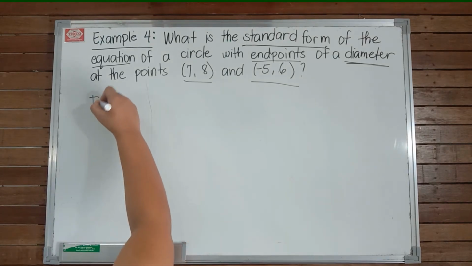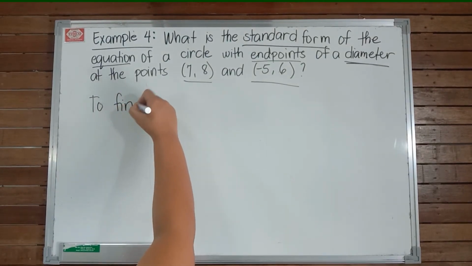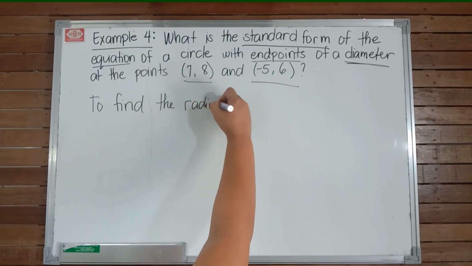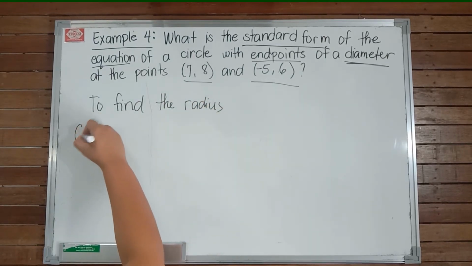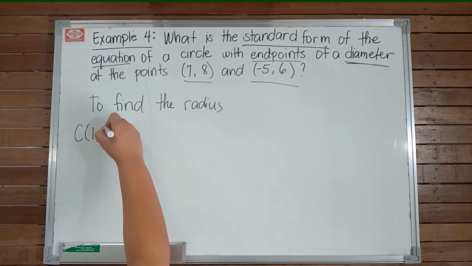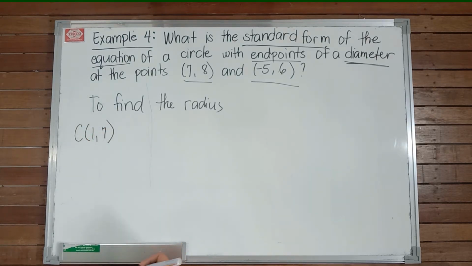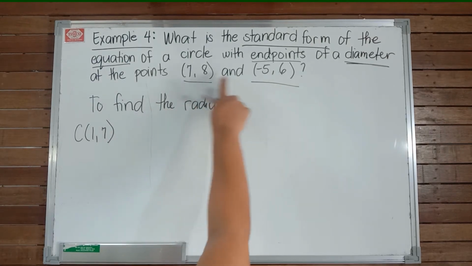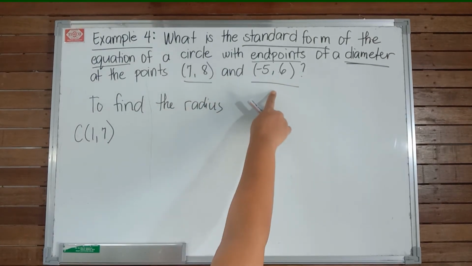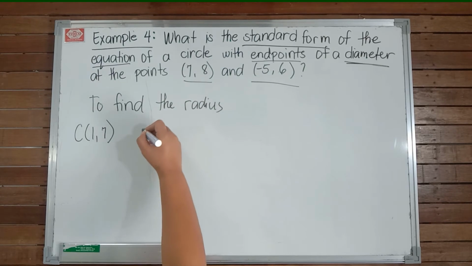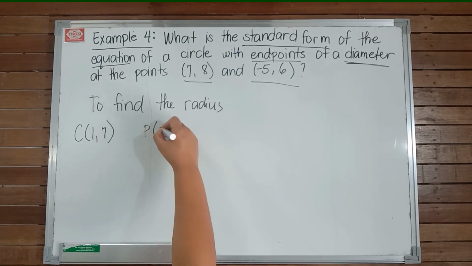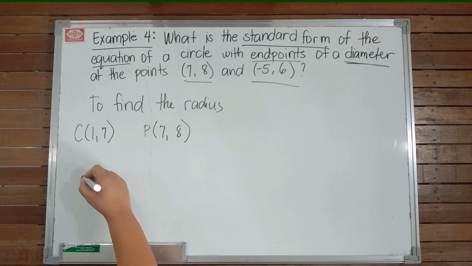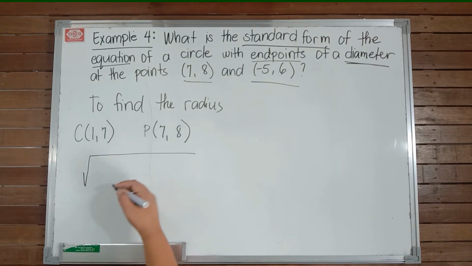To continue our solution, we have to find the radius. So, alam na natin yung ating center, which is 1, 7. Pwede tayong pumili ng kahit anumang points. It's either 7, 8 or negative 5, 6. Kasi, since nasa center nga siya, pareho lang ang distance mula sa center patungo dyan sa mga points na yan. So, ang pinili ko ay point P, which is 7, 8.